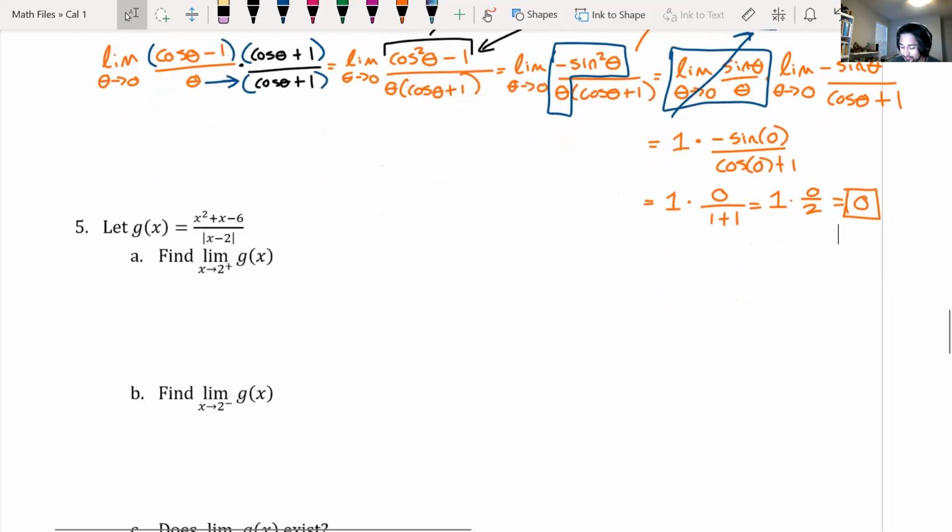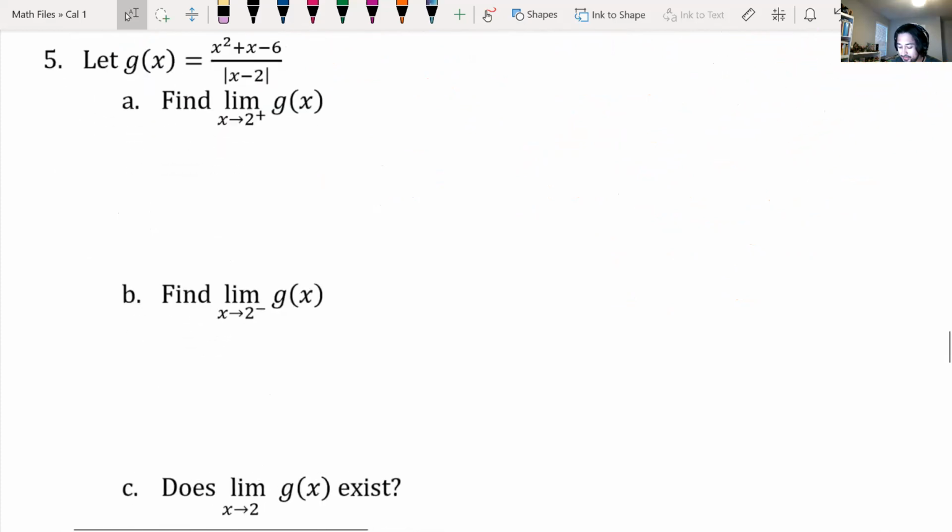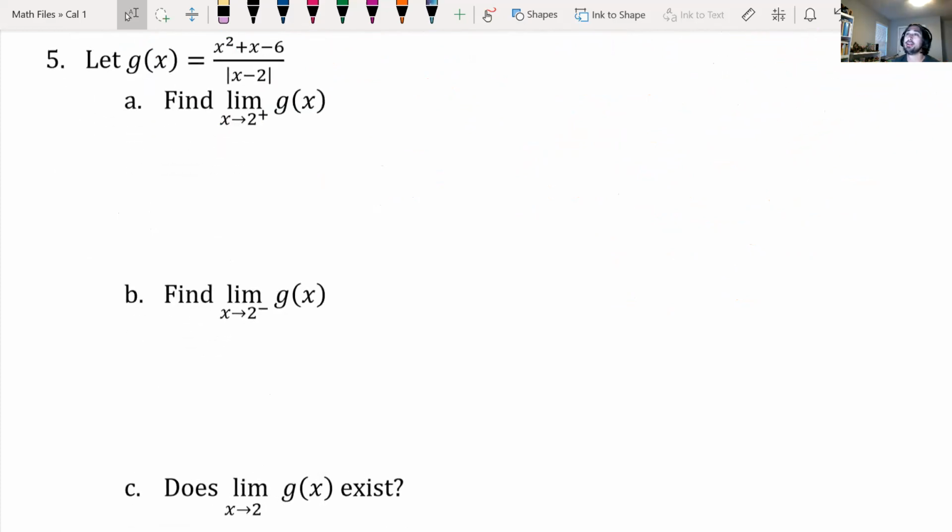All right. Number 5. This says g of x equals x squared plus x minus 6 over the absolute value of x minus 2. We want to know what the limit from the right side is and what the limit from the left side at 2 is.